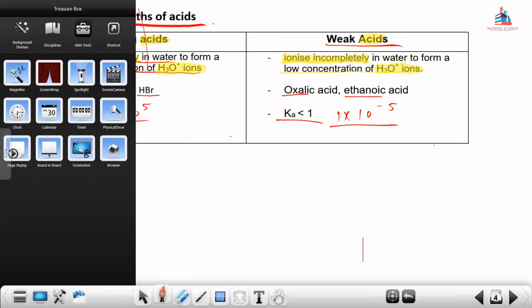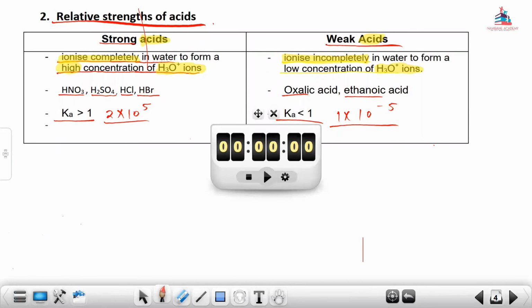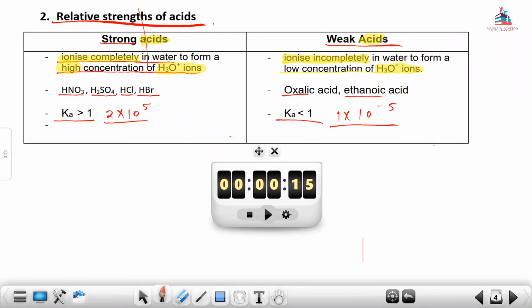I'm going to put on my timer for 15 seconds for you to digest number 1 and number 2.